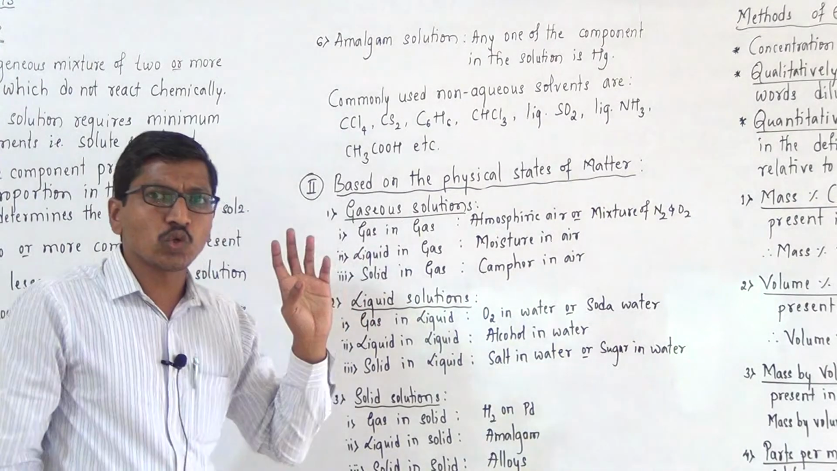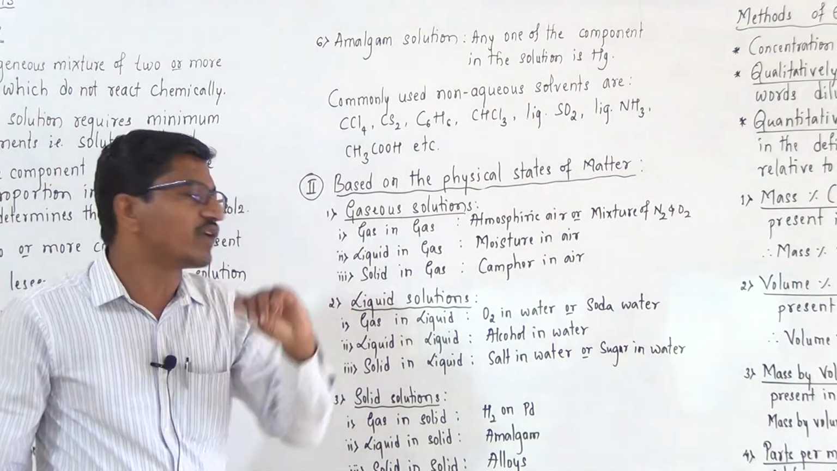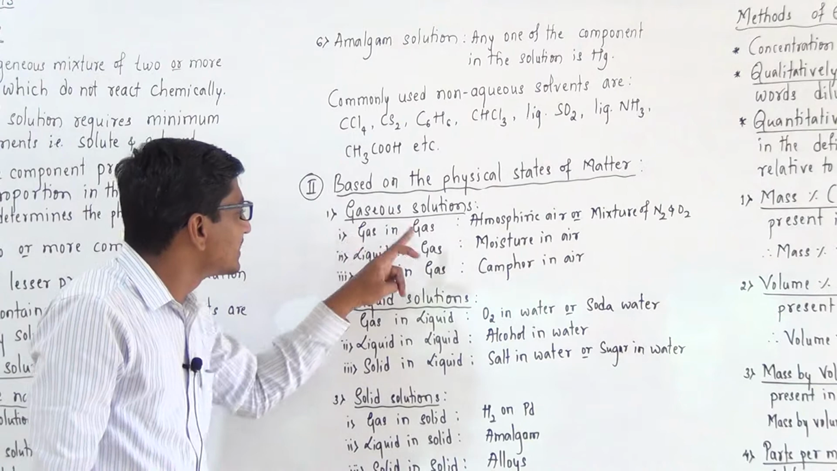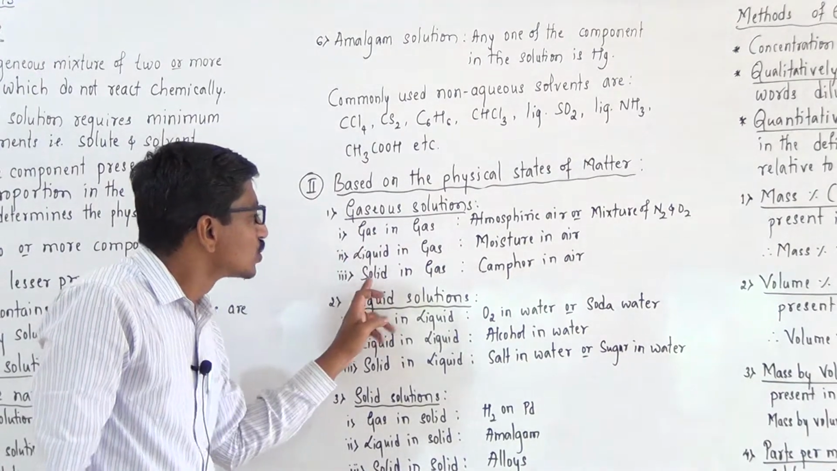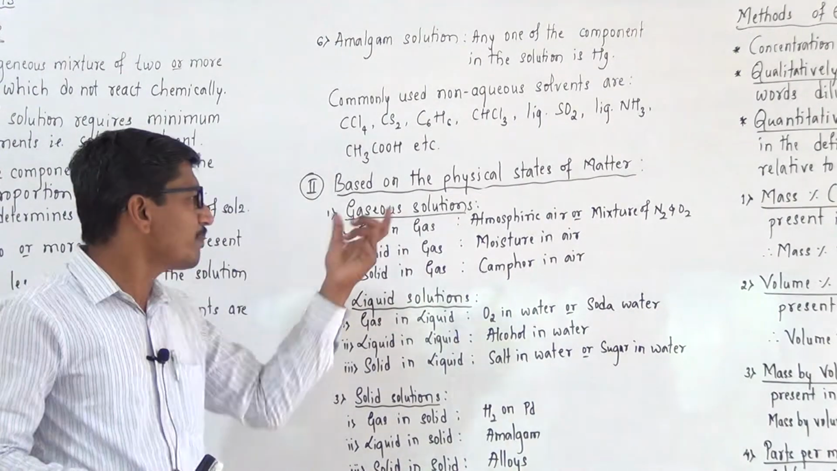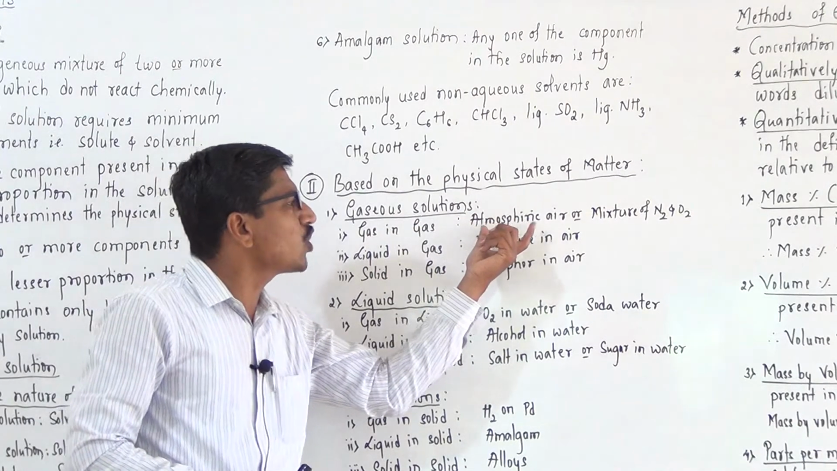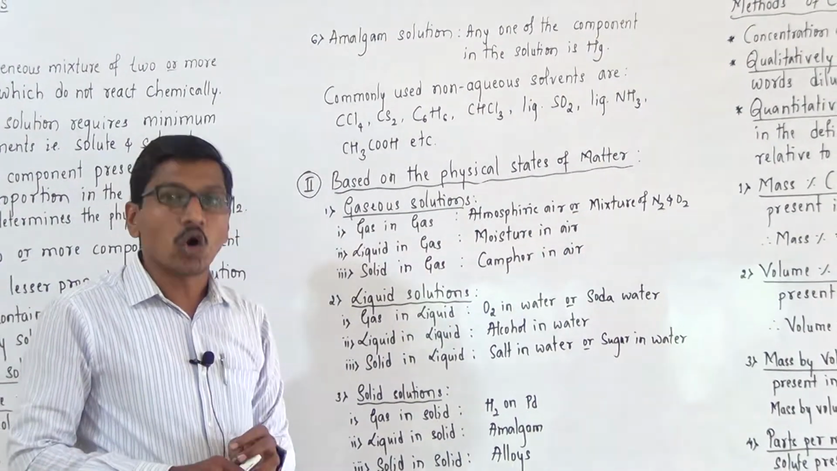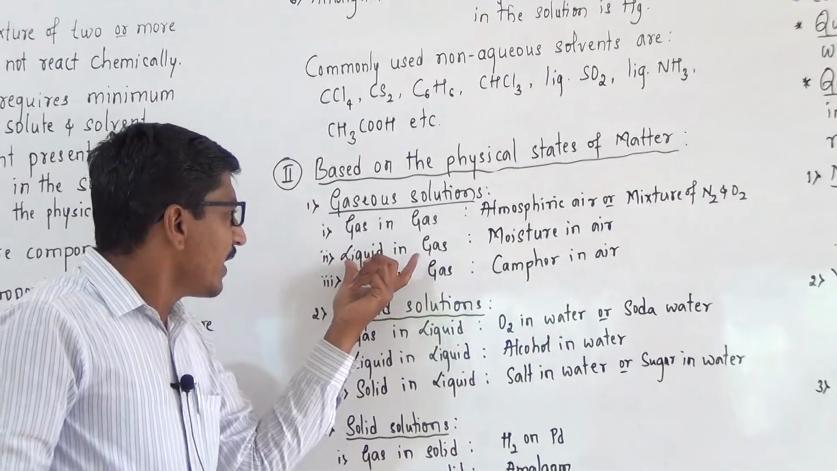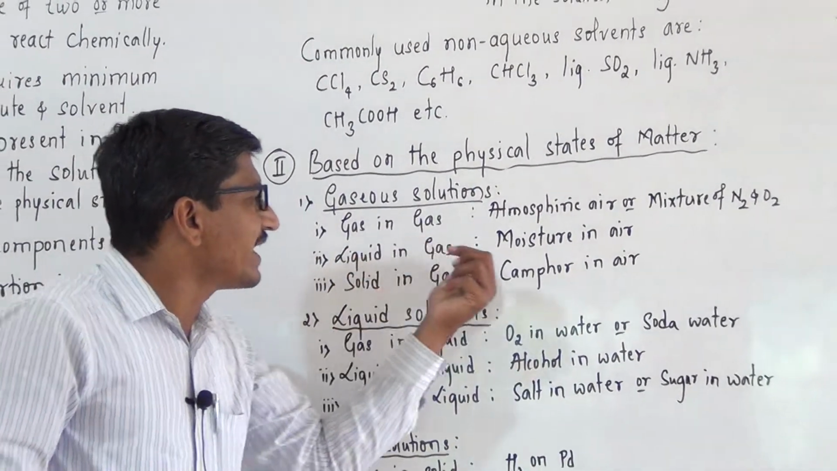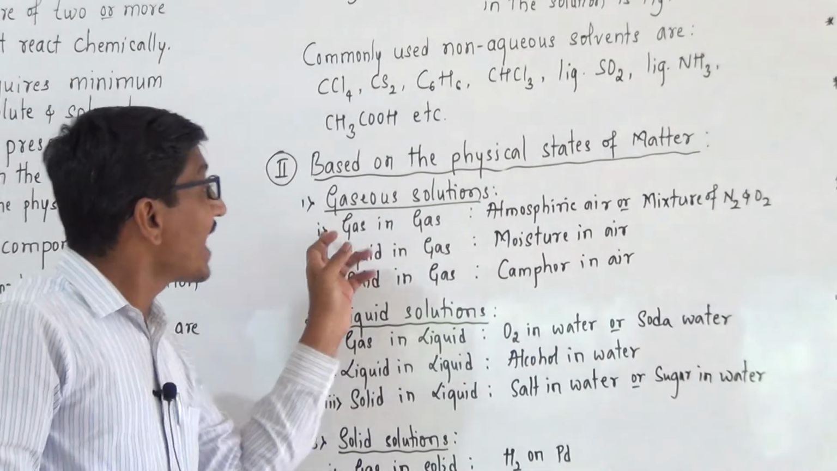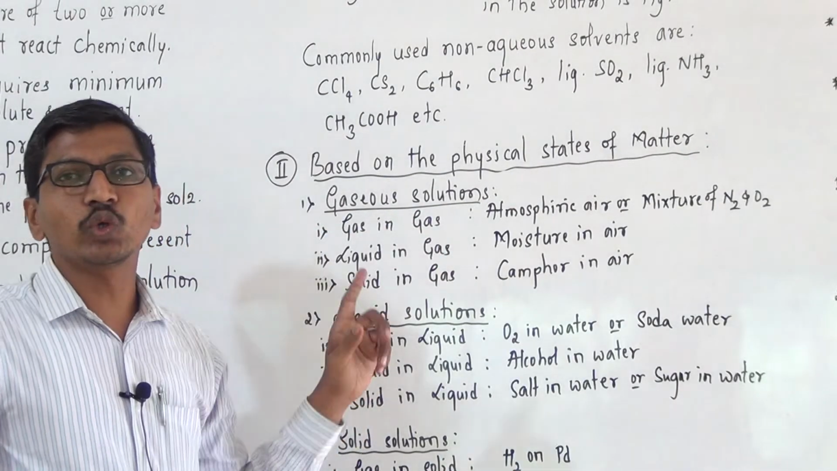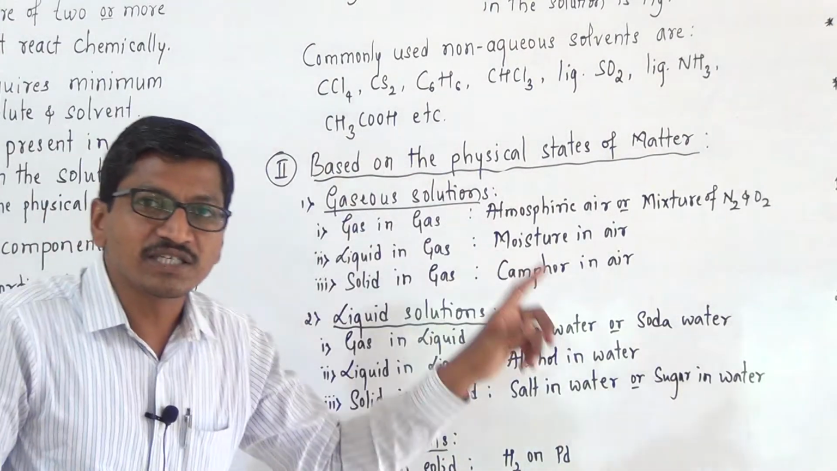These gaseous solutions are further classified into three types: gas in gas, liquid in gas and solid in gas. The example for gas in gas is atmospheric air, or a mixture of nitrogen and oxygen. Gas in gas means the gaseous solute components are present in the gaseous solvent.